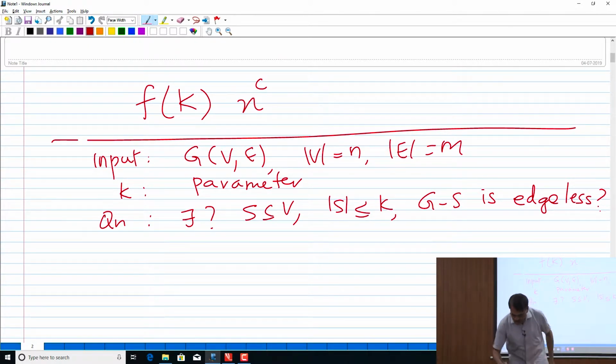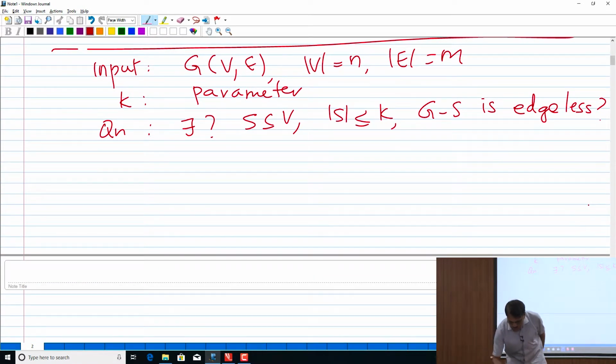So let's recall the rules we already saw. Rule one: delete isolated vertices.